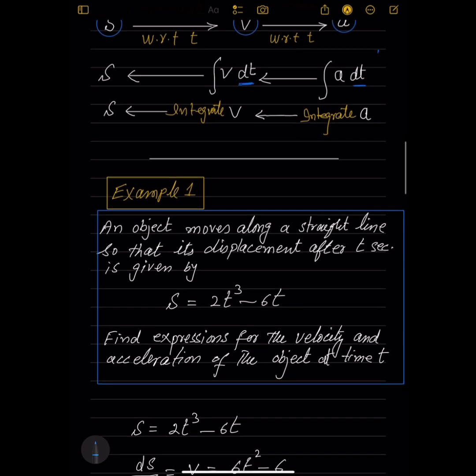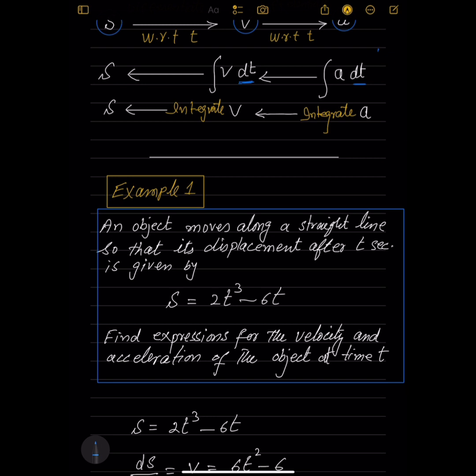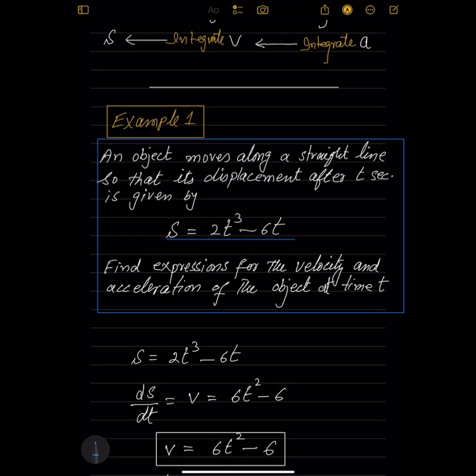Look at this example number 1. This example will make it clearer. The statement of example number 1 is: an object moves along a straight line so that its displacement after t seconds is given by s is equal to 2t cube minus 6t. S is displacement, t is time. Find expressions for the velocity and acceleration of the object at time t.